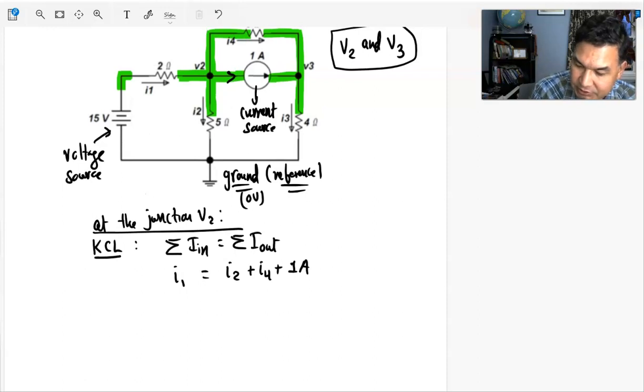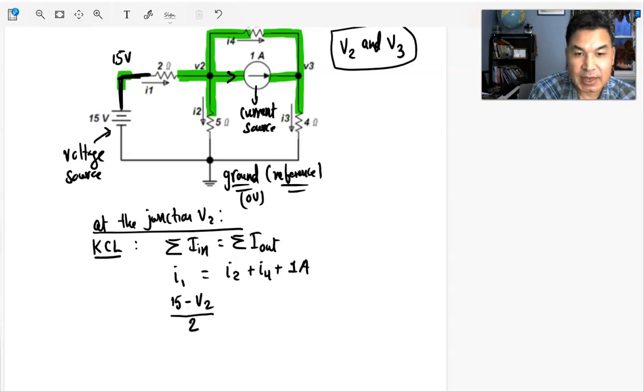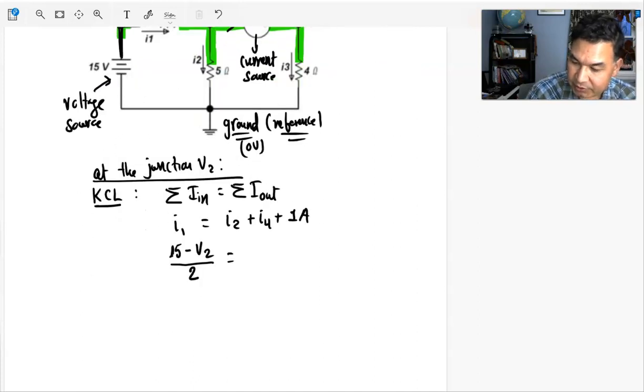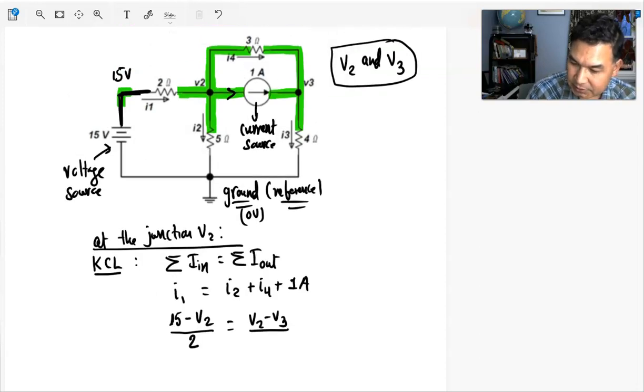So what is I1? I1 can be written as 15 volts, because this node is at positive 15 volts with respect to ground, minus this unknown voltage V2, divided by the 2 ohms. That should be I1, just Ohm's law: 15 minus V2 divided by the resistance, which is 2 ohms. And keep doing the same thing. What is I2? I2 is V2 minus V3 divided by 3.